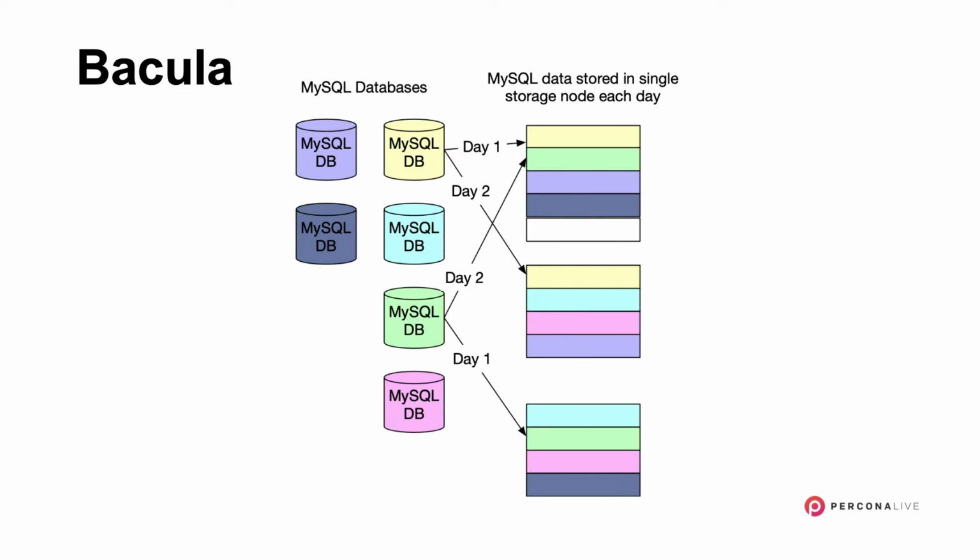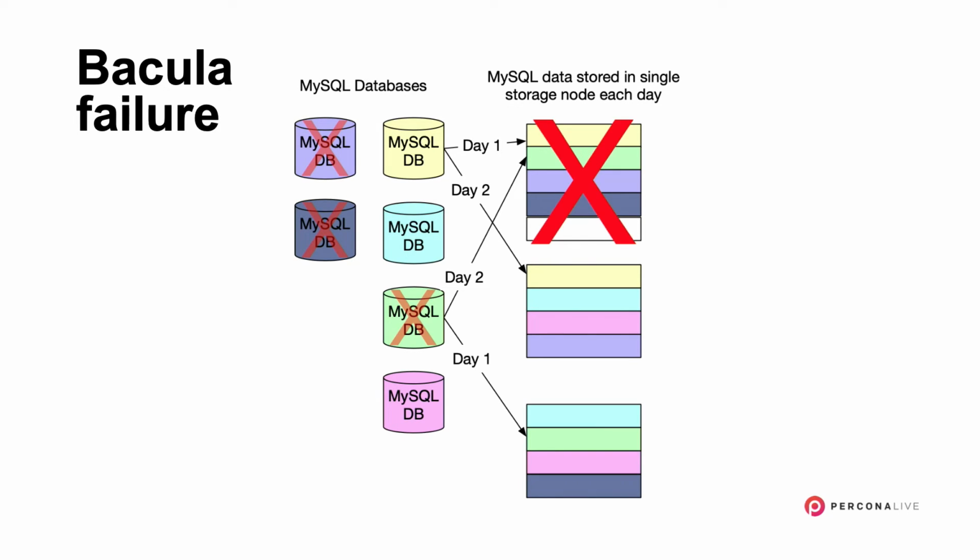Bacula is storing data on virtual tapes. So one backup will be held by one storage node of Bacula, and in this case we are using different storage nodes for storing backups on a different day. So in our case, if a storage node fails, not all the backups will be invalidated, but we make sure that we have valid backups, even if it's from a previous day, in case any storage node fails.